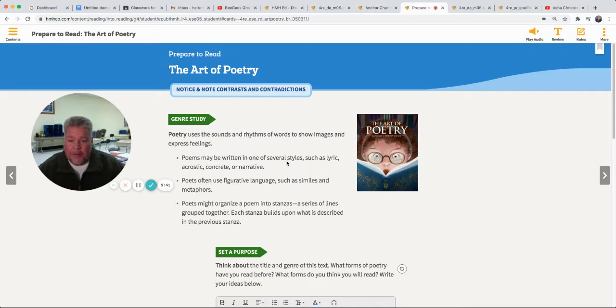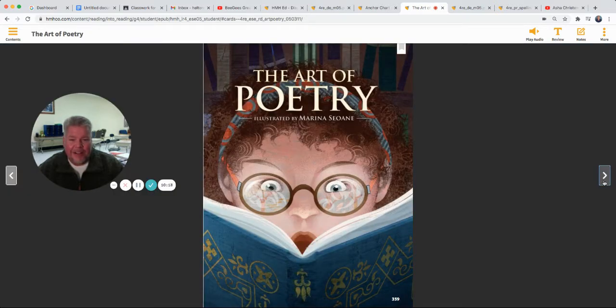Poems may be written in one of several styles, such as lyric, acrostic, concrete, or narrative. Poets often use figurative language. We're going to look at that again this week, such as similes and metaphors in poems. Poets might organize a poem into stanzas, which is a series of lines grouped together. Each stanza builds upon what's described in the previous stanza. Remember, stories have paragraphs, poems have stanzas. Okay, so let's get into the story, The Art of Poetry, illustrated by Marina Sion.